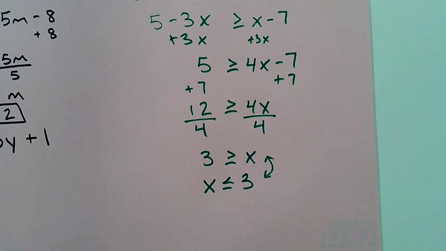Oh, and you can't see that. I'm going to slide up. There you go. So 3 greater than or equal to x, or rewritten as x less than or equal to 3.